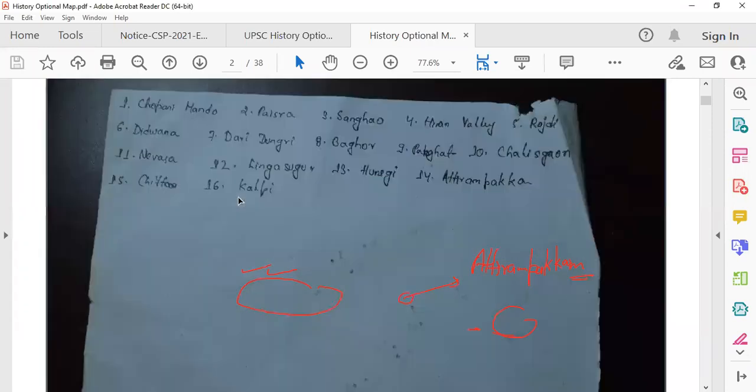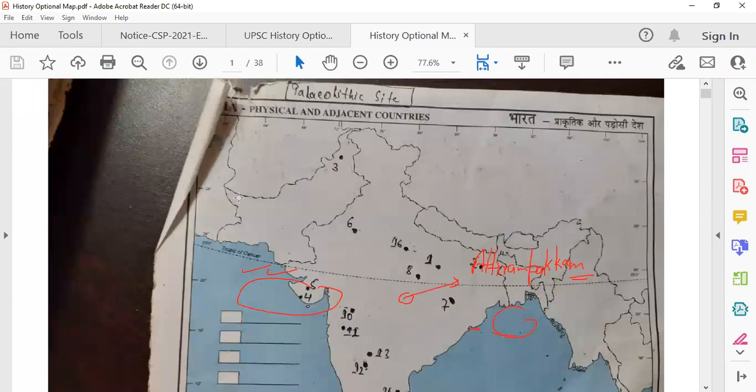Fine. So let's keep until here only. In the next part, we'll talk about Mesolithic, Neolithic. We'll talk about some of the maps. We'll talk more about it. We'll see some previous year questions. We'll do all that, but in the next part.